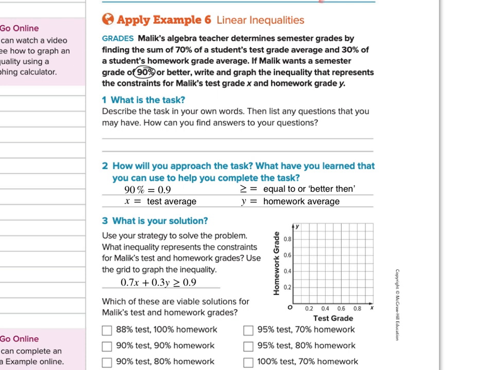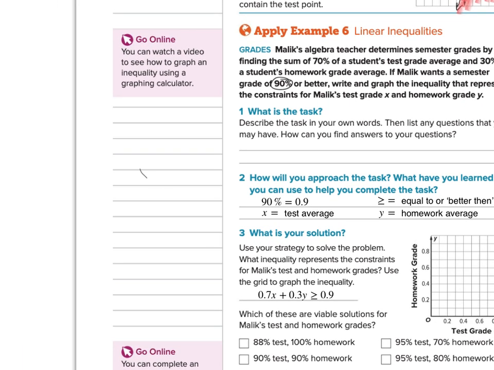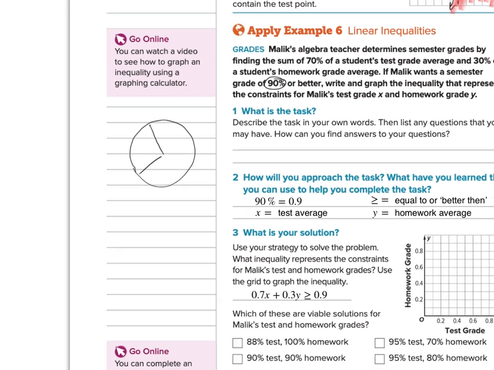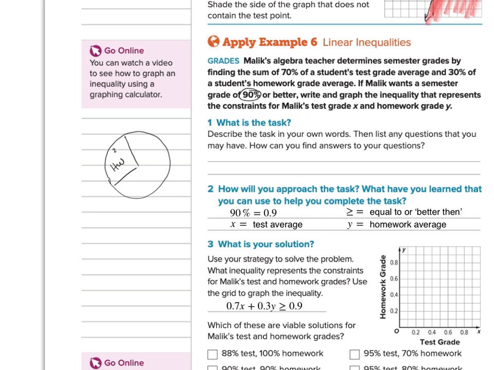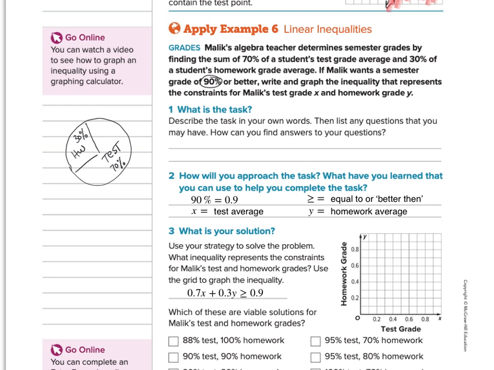Okay, and it says it determines the semester grade by the sum of 70% of the student's test grade and 30% of the student's homework grade. So that means that, in that big piece of pie, I like to think of my grade, right? My grade here, basically, they're saying that this is homework. Homework is 30%, and then 70% of it is going to be the test grade. So that's how that teacher determines grades. This is sort of close to mine.